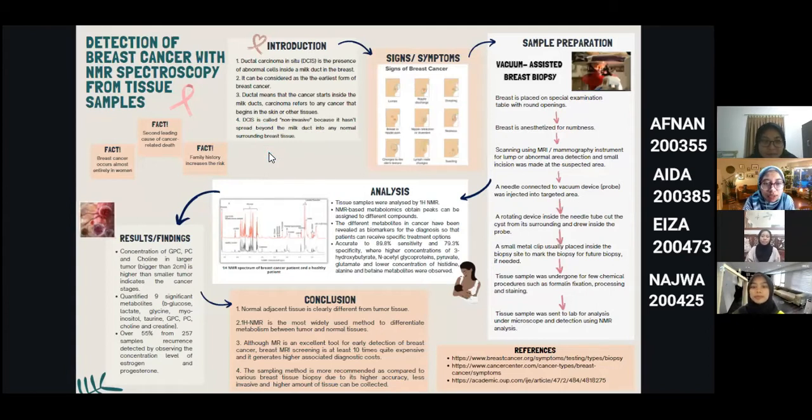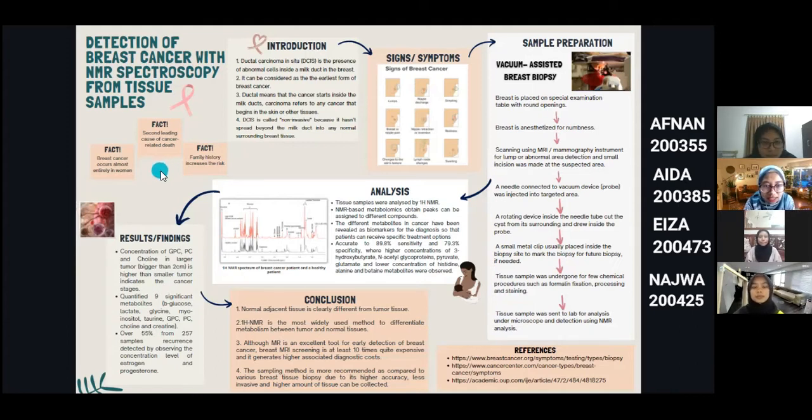Okay, firstly we need to know the facts about breast cancer. Breast cancer occurs almost entirely in women. 99% of breast cancer occurs in women. This means that breast cancer in men is very rare. And it is the second leading cause of cancer-related death. The second one is lung cancer, and family history increases the risk.